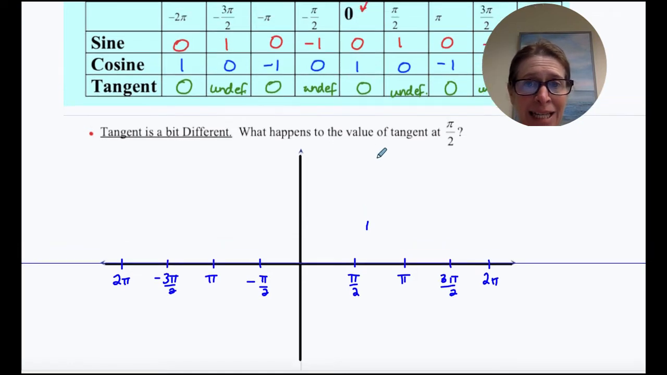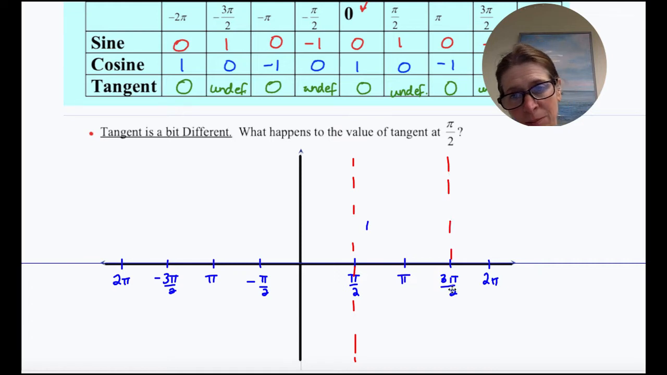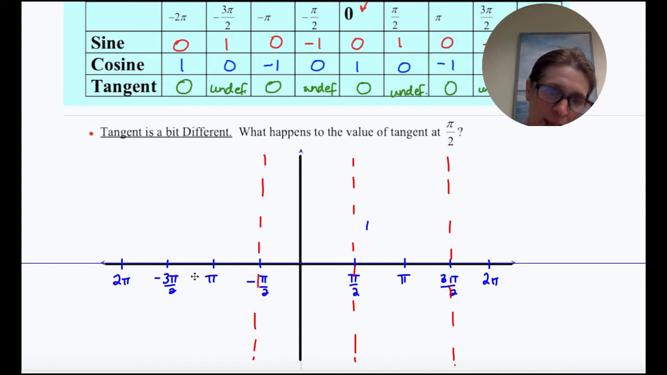That means at pi over 2, 3 pi over 2, negative pi over 2, and negative 3 pi over 2. So that means already that you can tell we're going to have a domain that's not all real numbers, okay? All right, so then if we plot all our zeros, we actually don't get much of a graph.